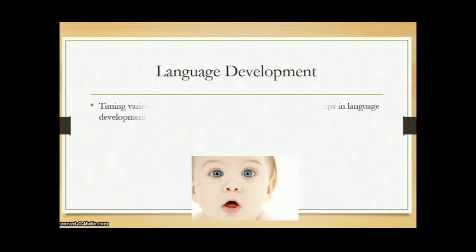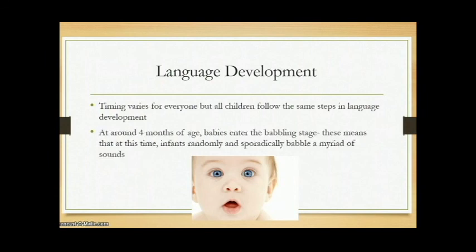Language development. Timing varies for everyone, but all children follow the same steps in language development. At around 4 months of age, babies enter the babbling stage. This means that at this time, infants randomly and sporadically babble a myriad of sounds.